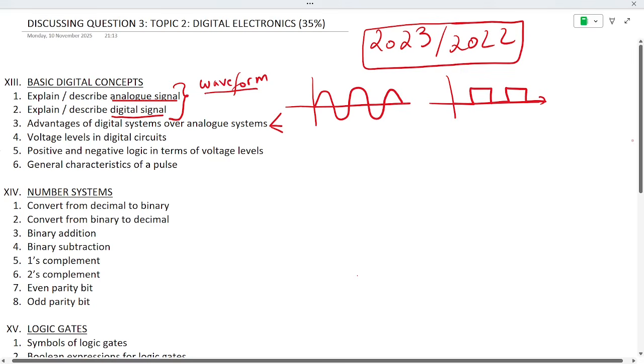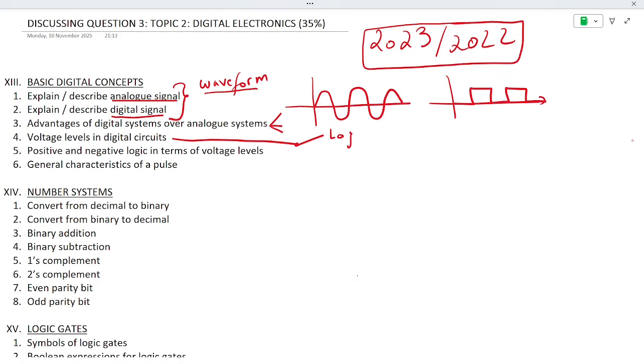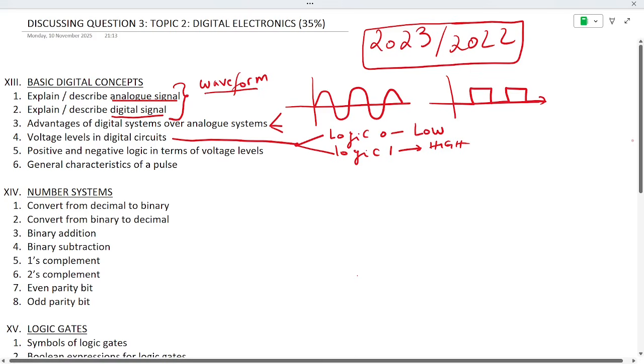Study point 4, voltage level in digital circuit. We all know that the voltage level in a digital circuit is either logic 0, which represents the lowest voltage, or logic 1, which represents the highest voltage. And study also the negative and positive logic in terms of voltage level.